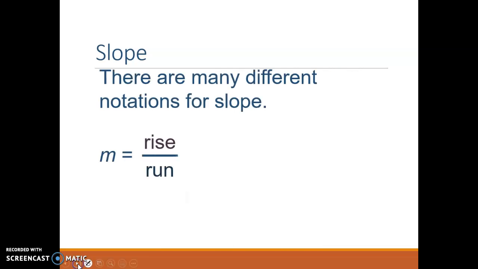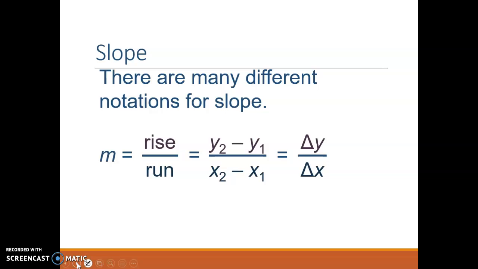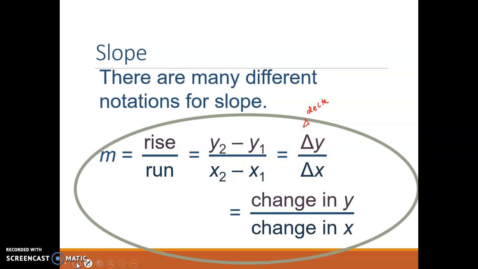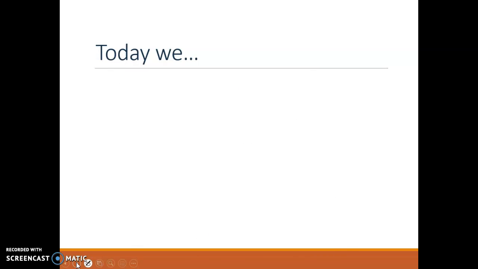There are many different notations for slope. We've already looked at m, and that was equal to rise over run, which we could also write as y2 minus y1 over x2 minus x1. We can also write it as delta y over delta x. This triangle shape is the Greek letter delta, and delta just means the change. So the change in y over the change in x. How much did y change from this point to this point, over how much it changed from one x value to another? Those are all different ways that you may see slope notated.